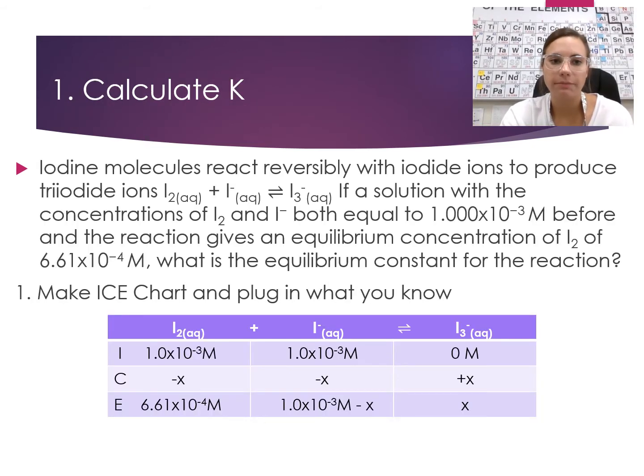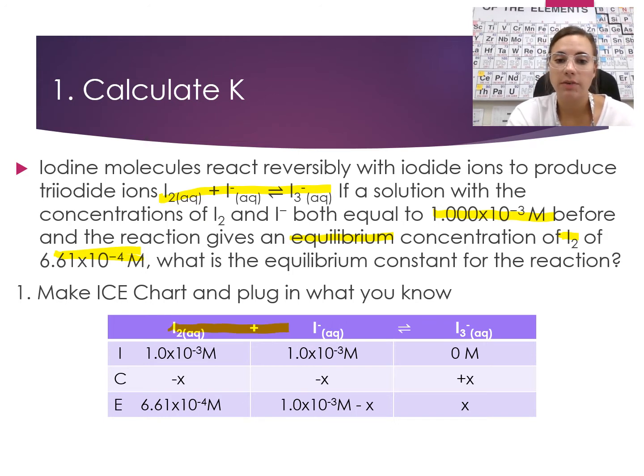So for this first one, we are calculating K given a combination of initial concentrations and an equilibrium concentration. So we're given this reaction, and we are told that the concentrations of the reactants I2 and I minus are both 1 times 10 to the negative 3. And then we are told that the equilibrium concentration of I2 is 6.6 times 10 to the negative 4. Now I'm asked to find what is the equilibrium constant? So I'm going to make an ice chart and I'm going to plug in what I know.